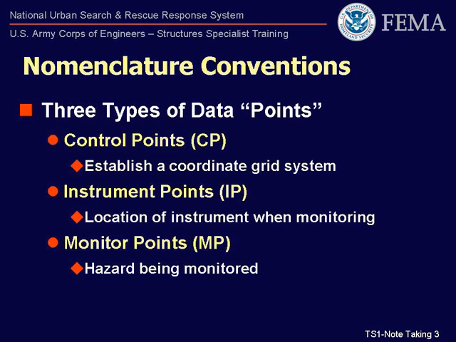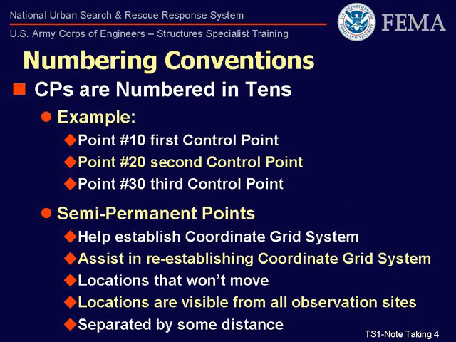There are three primary types of data points that are associated with monitoring hazards in an urban search and rescue environment. These types of data points are control points, used to create a coordinate grid system of the rescue site; instrument points, location of the instrument when monitoring a hazard; monitor points, points of a hazard that can be monitored for displacement. It is important to note the data points are both numbered and named in this proposed system.